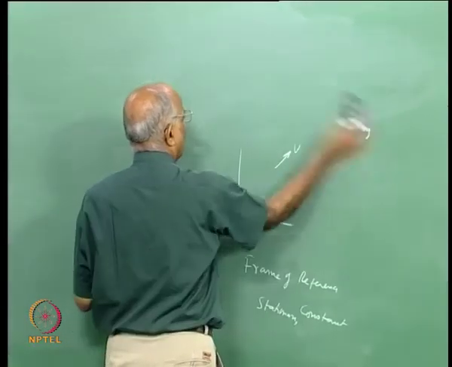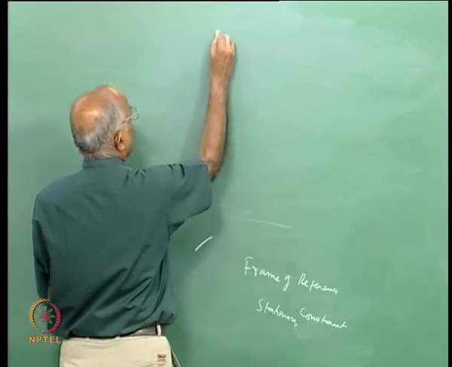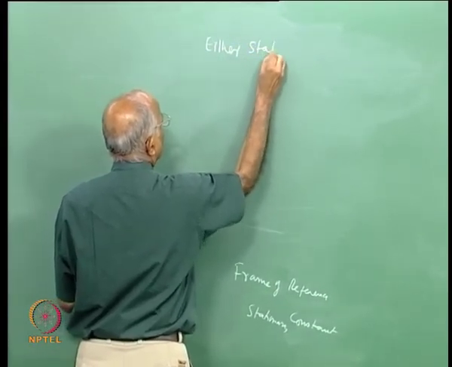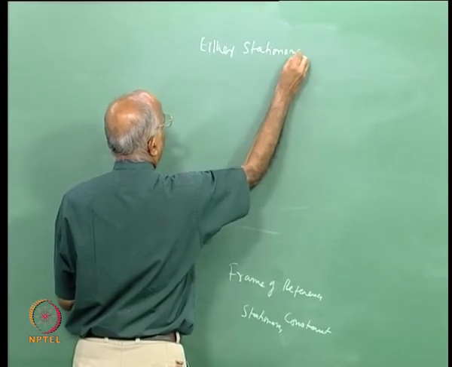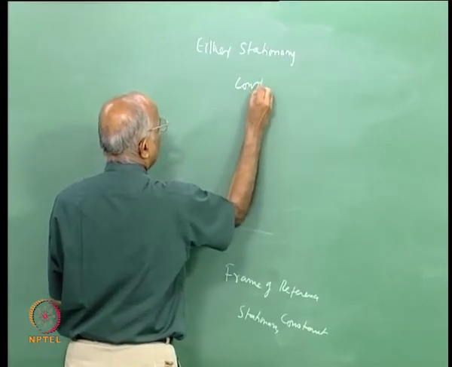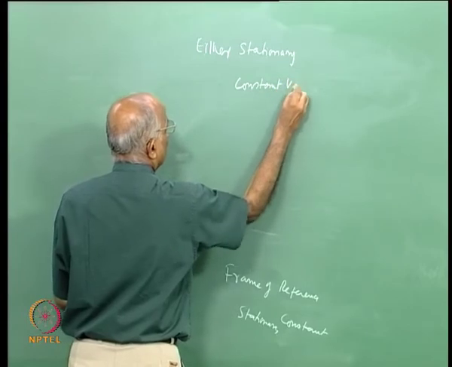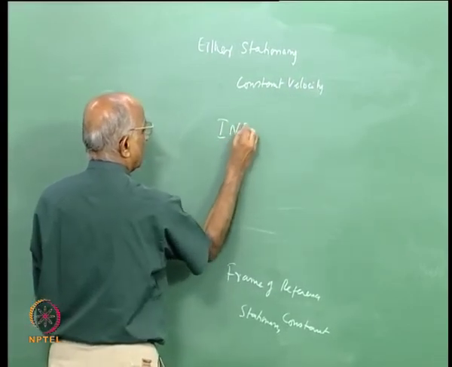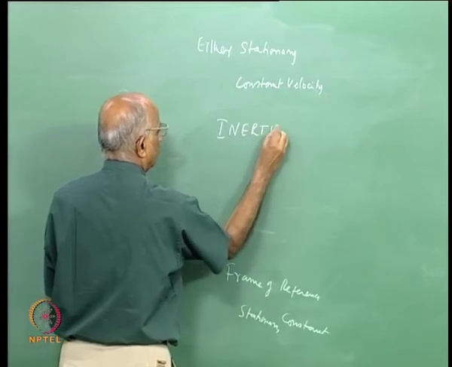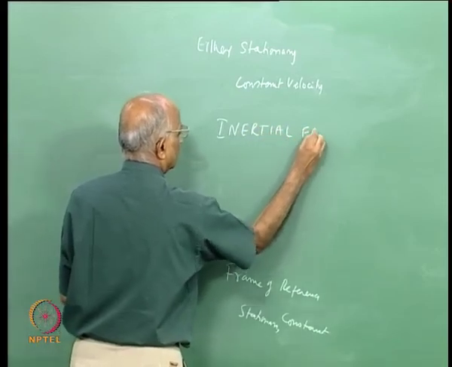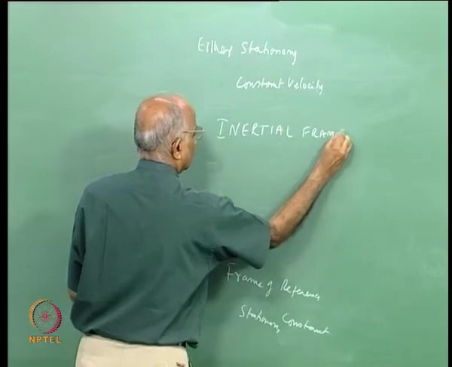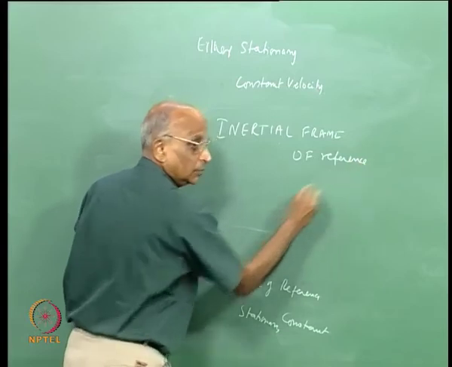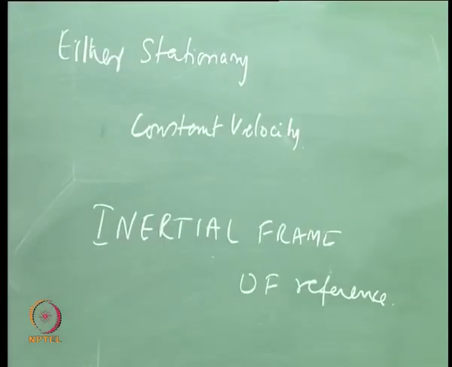is either stationary, let us write it down, which is either stationary or moving at constant velocity is known as the inertial frame of reference. It is very essential to have this distinction very clear.